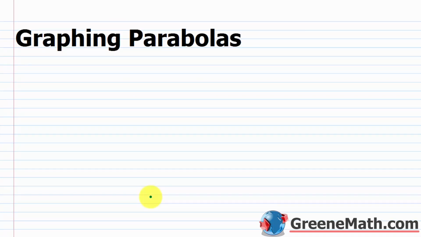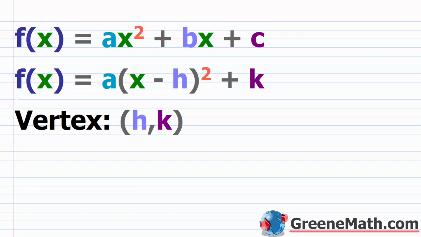In this lesson, we want to talk about graphing parabolas. All right, so in the last lesson, we talked about the standard form and the vertex form of a parabola. We learned how to convert back and forth between the two. So again, I'm going to define this first one here, f of x equals a times x squared plus b times x plus c, as standard form, and this one right here, f of x equals a times the quantity x minus h squared plus k, I'll say that's vertex form.